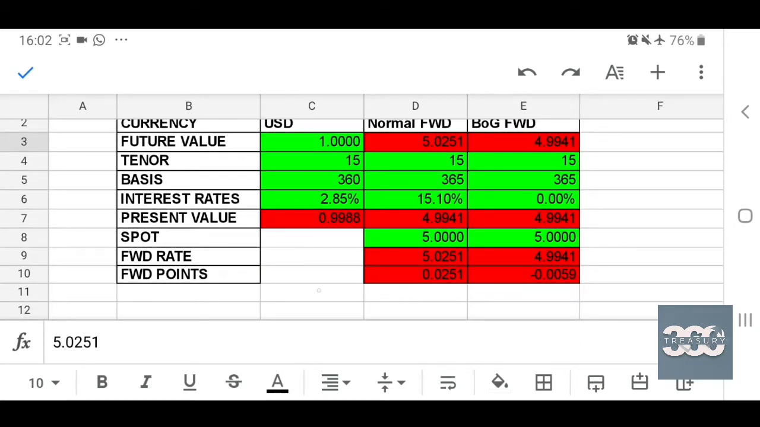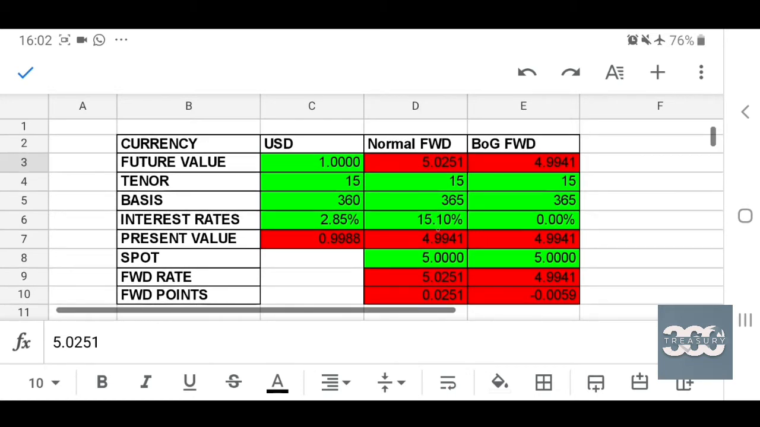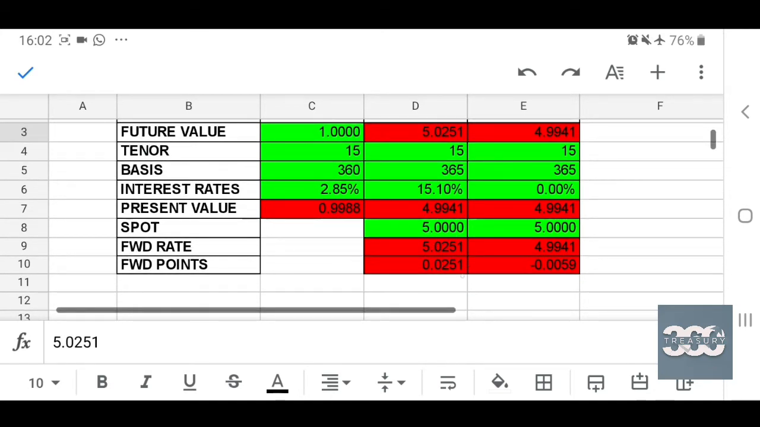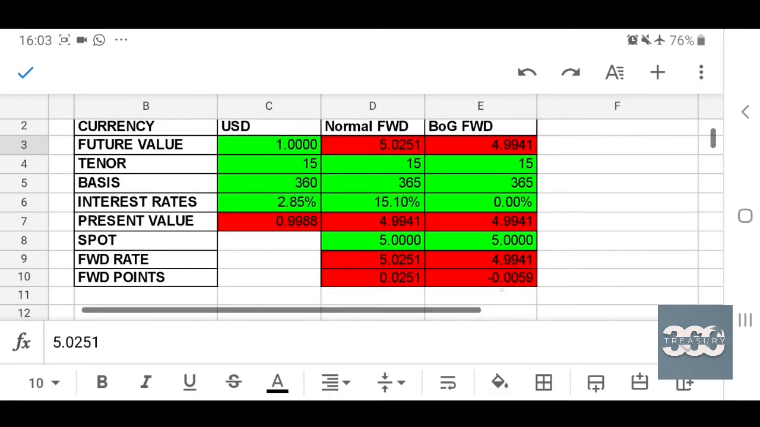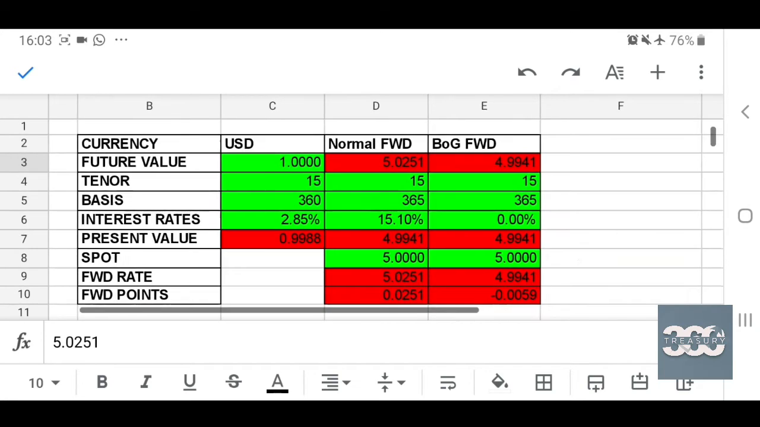All right, now the forward points are the difference between the spot rate and the forward rate. And in a normal forward, because CD interest rates are higher than the dollar interest rate, on the normal forward you would have a positive forward points, and because we turn the higher interest rate to 0, which is the CD, now we have a negative forward points.